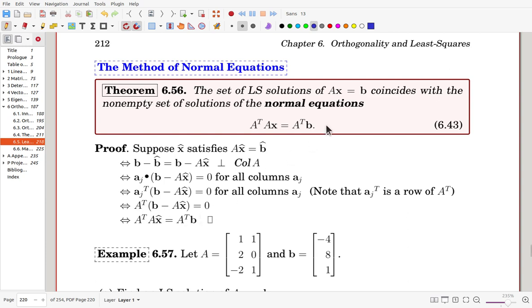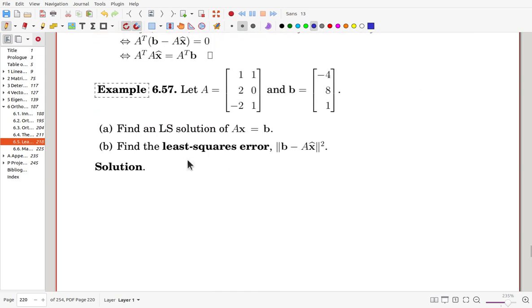So we can conclude the theorem: least squares solutions of Ax equals b are the same as solutions of these normal equations. Here we have A and B, a tall matrix, and let's try to find the least squares solution of Ax equals b, and then find the least squares error.